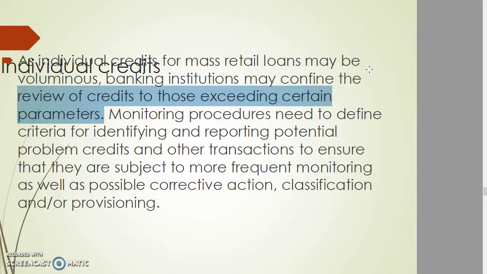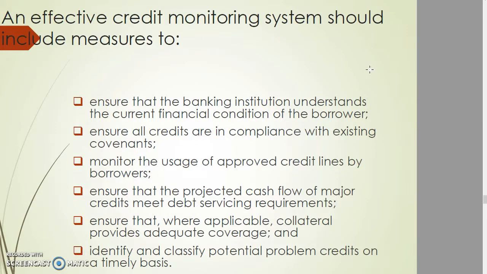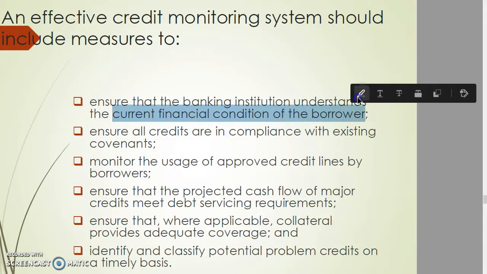So why does the credit monitoring system look at the individual credit? This is the reason: to ensure that the banking institution understands the current financial condition of the borrower. Let's say if you want to apply for any loan, you have to submit 3 months of bank statements. At least you must have a good financial condition for 3 months in order to apply for any loan. So that's why they look at individual credit.